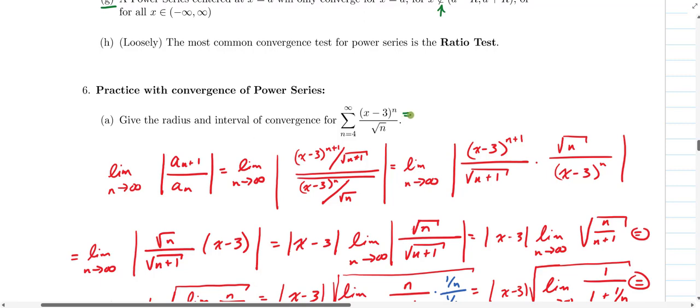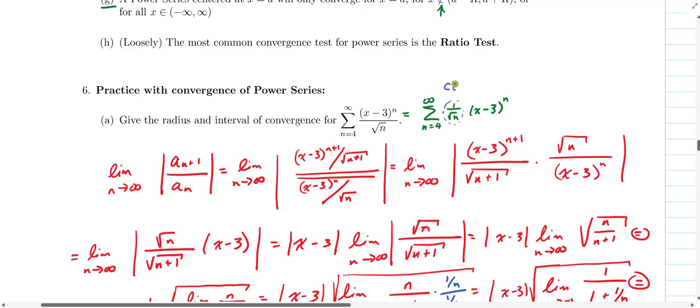So let's put it in the form. We can rewrite it as the sum from n equals 4 to infinity, and we would have 1 over the square root of n times x minus 3 to the n. So notice this power series did not start at 0. It's customary to start them at 0, but in this case we did not. And these would be your c sub i values.